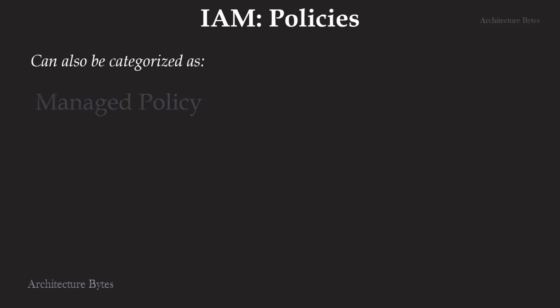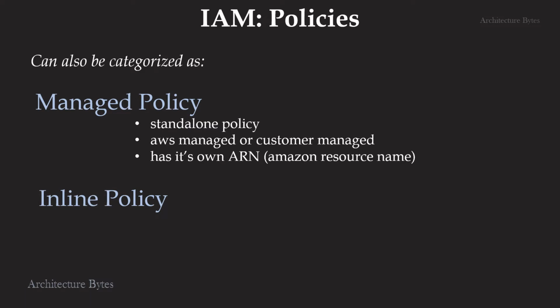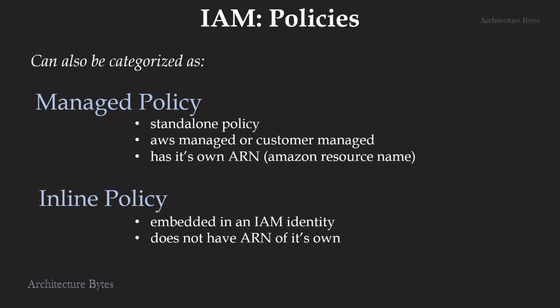Policies can also be categorized as managed or inline. A managed policy is a standalone policy. It could be AWS managed or customer managed. It has its own ARN, or Amazon Resource Name. An inline policy, on the other hand, is embedded in an IAM identity. It does not have an ARN of its own.